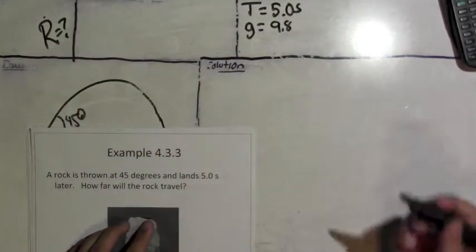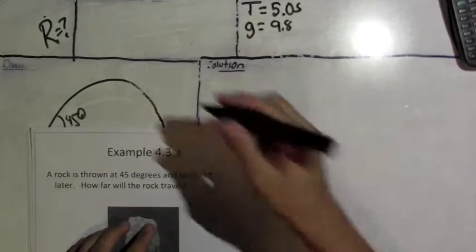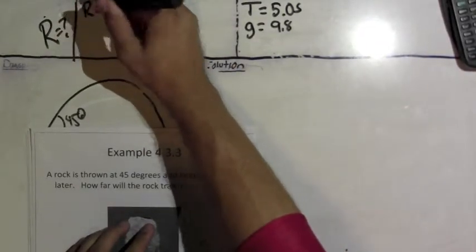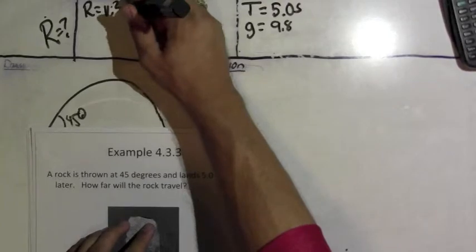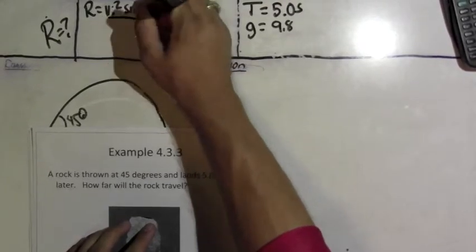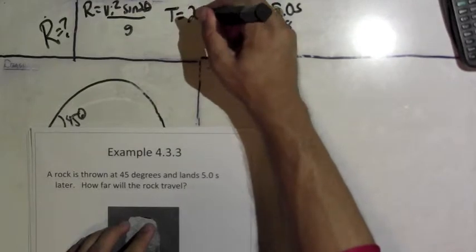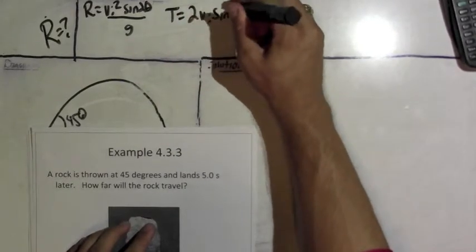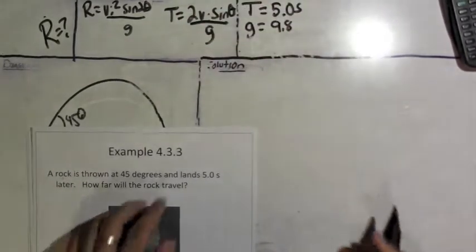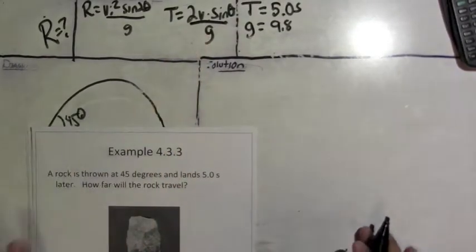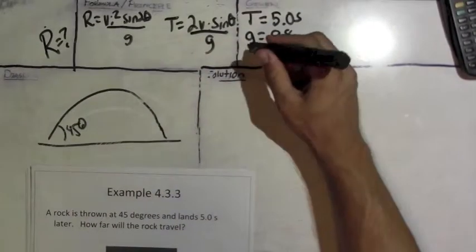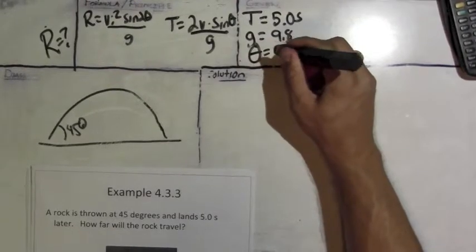Because of that, we're actually going to have to use both equations. We're going to use R equals Vi squared sine 2 theta over g to solve for the range, and T equals 2 Vi sine theta over g to solve for the initial velocity. So we also have the angle is 45 degrees.